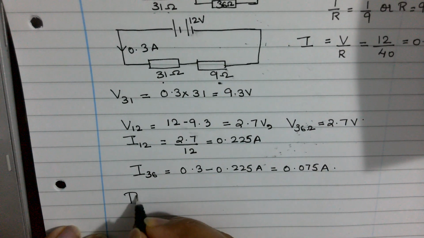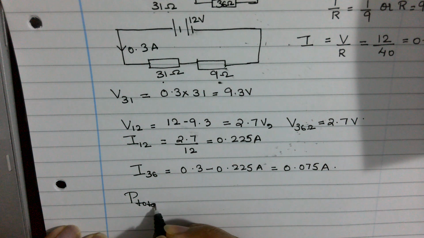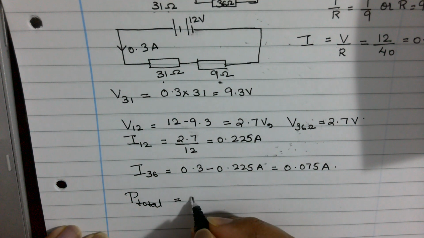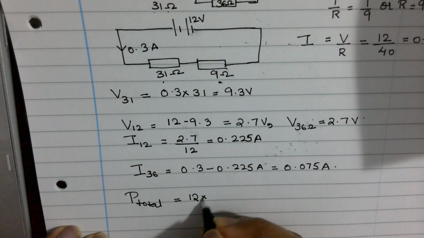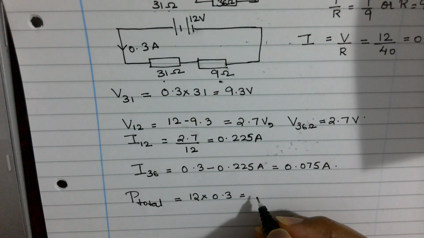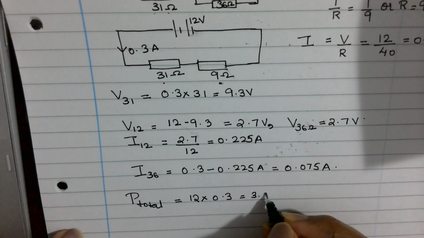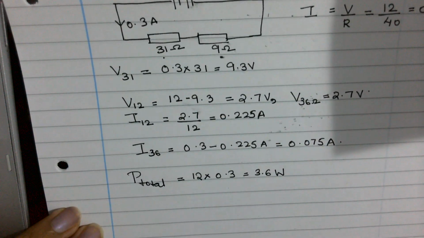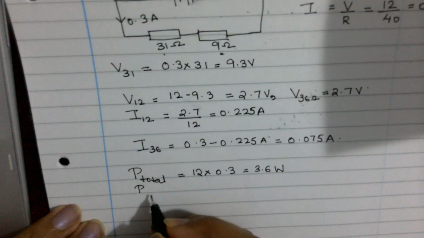Okay, so now we have all the currents and voltages across all the individual resistors and the total current and total resistance. So now let's find out the power. Total power should be the total voltage, which is 12, times the current, which is 0.3, so we get it as 3.6 watts.